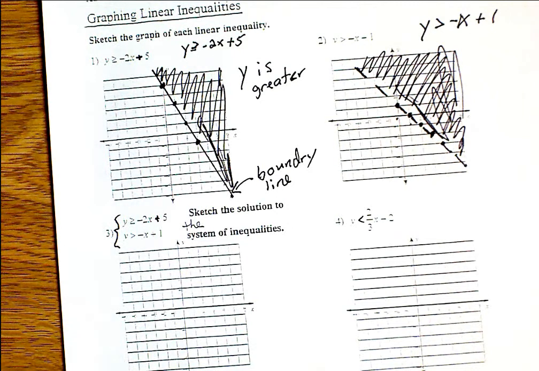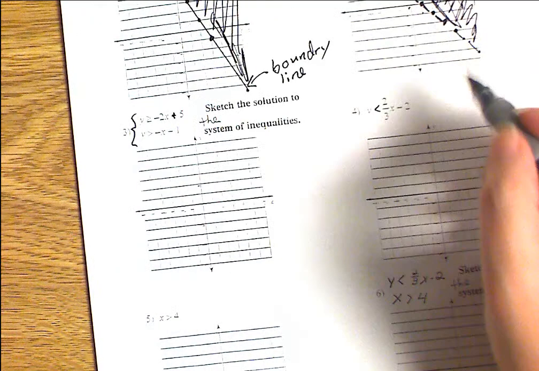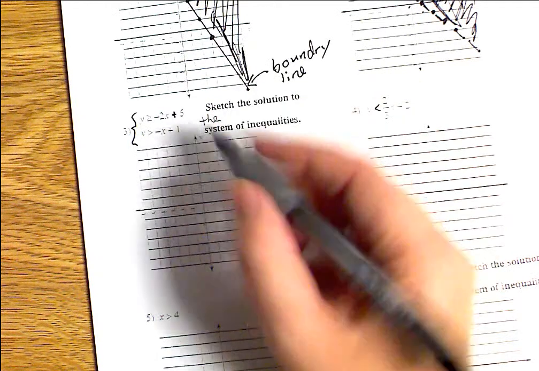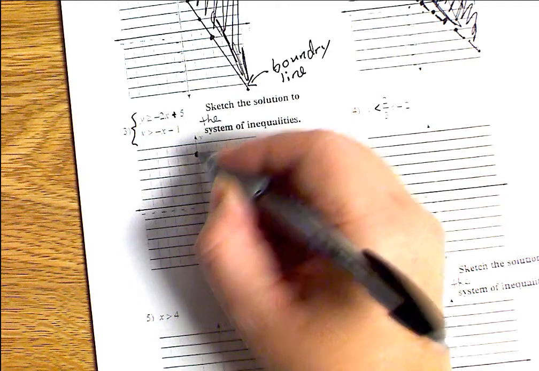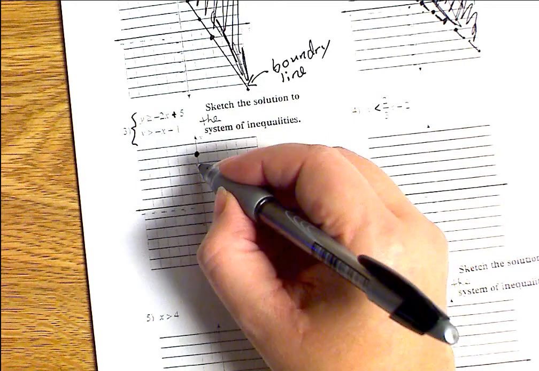Since we are new at this, what we're going to do is make our boundary lines again. So our boundary on this, we go to 5. 1, 2, 3, 4, 5. Still our slope is negative 2, so it's going down 2 over 1.